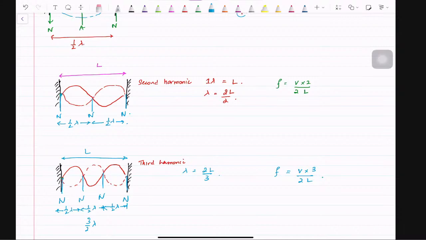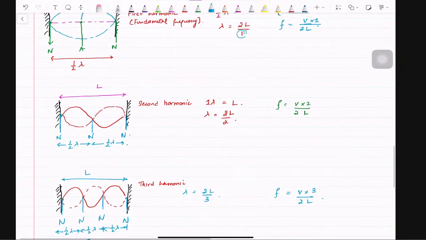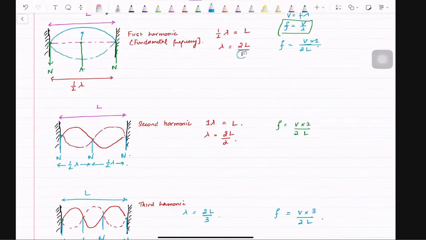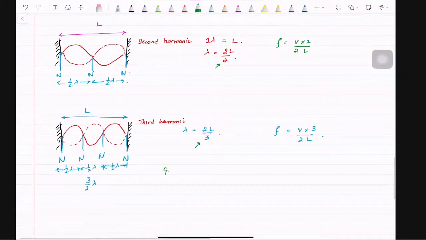Okay, now if you look at all of these, you might see a pattern. Like first harmonic, there was a 1 here, right? In the second one, there was a 2 here. In the third one, there was a 3 here. So can I say that the general formula for two ends closed would be something like lambda is equal to 2L by n, where n is like 1, 2, 3, 4, which is the number of harmonics.